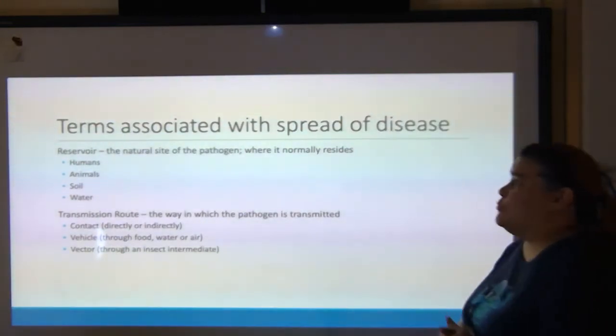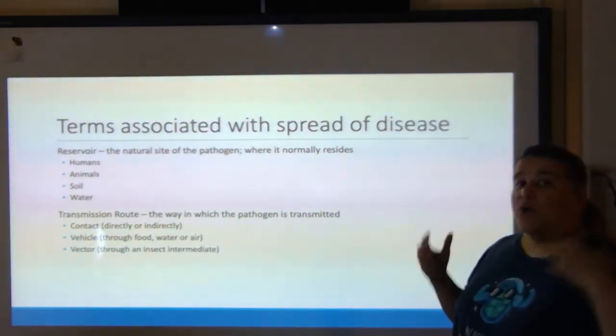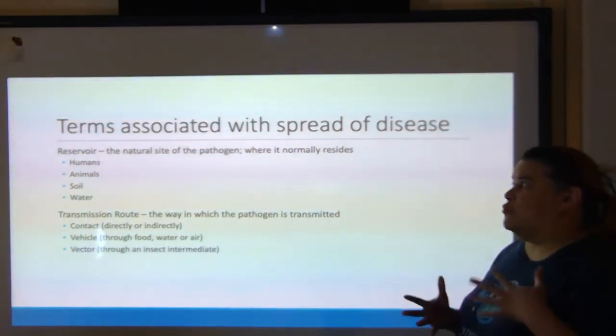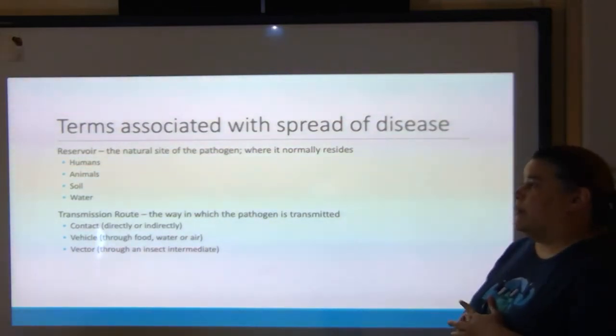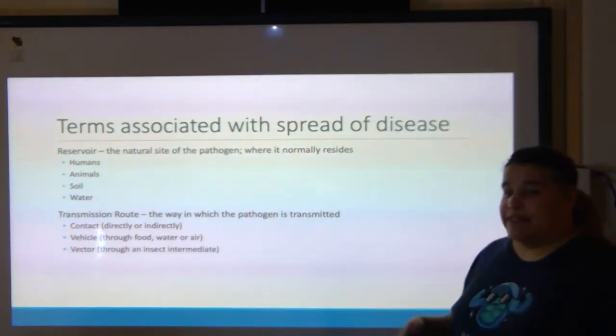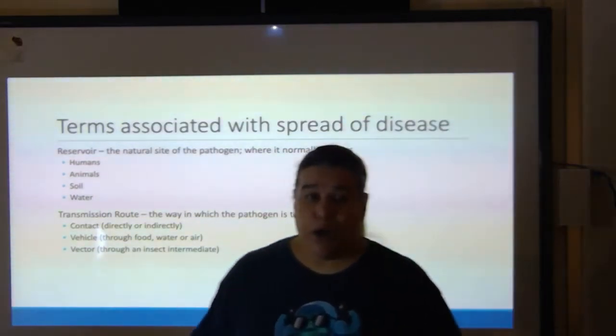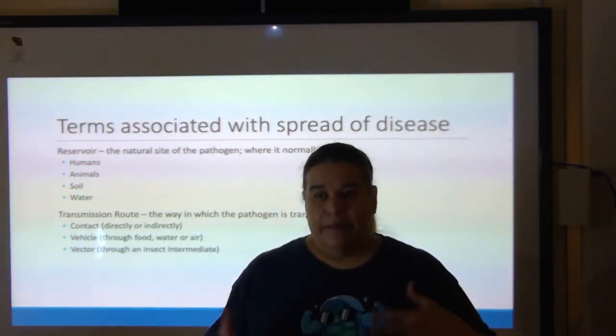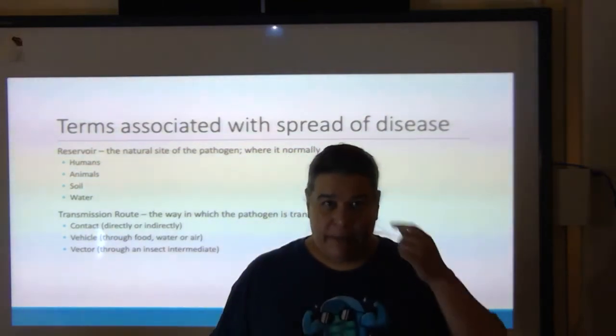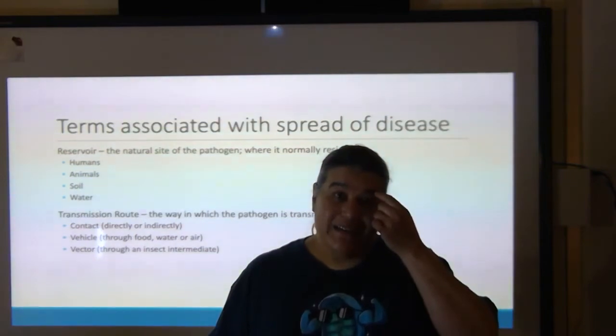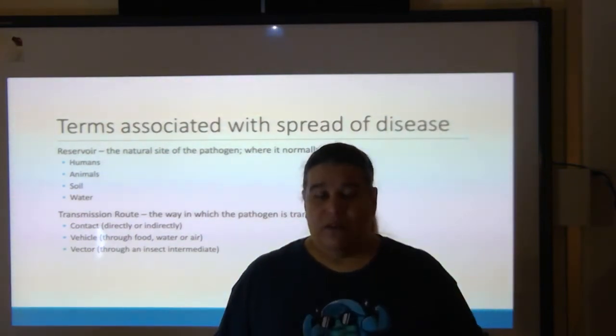Terms associated with the spread of a disease. A reservoir is a natural site of the pathogen. Where does it normally reside? Is it in humans? Is it in animals? Is it in soil? Is it in water? I talked about tetanus earlier. I talked about lockjaw. That is normally found in soil.